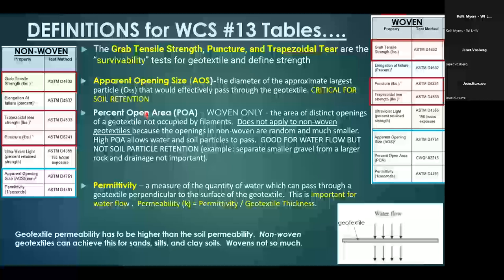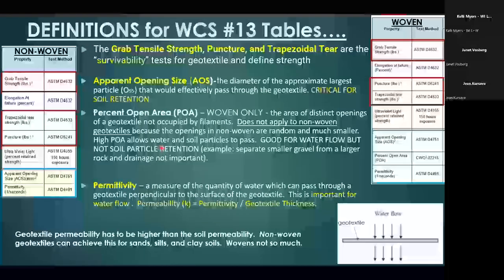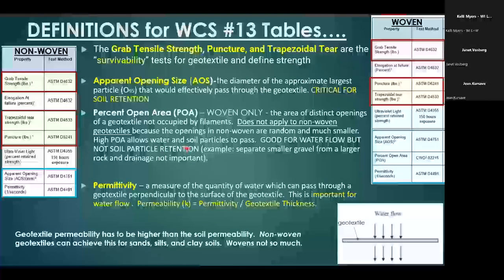They use something called percent open area. Because of the way they're manufactured, it's more of a pattern, so you can determine what a percent open area is. That's really good for water flow, but it's terrible for particle retention. So, you aren't going to get the filtration part, but you will probably get the good drainage. But it doesn't matter because you're letting the soil through. So it's a fail on that part.